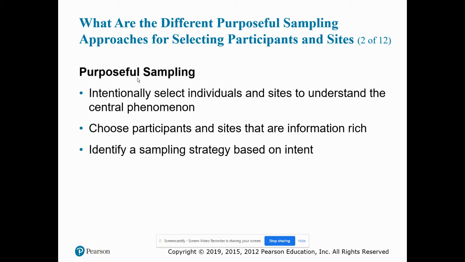Okay, now on page 206, it talks about purposeful sampling used in qualitative sampling. And here's just a little bit more about that purposeful sampling. It's intentionally select individuals and sites to understand the central phenomenon. You choose participants and sites that are information rich, and you want to identify sampling strategy based on intent.